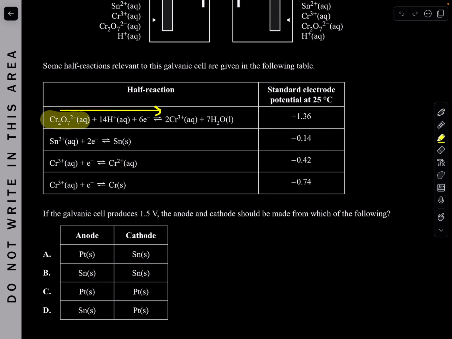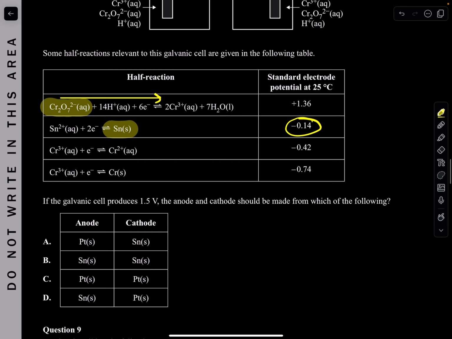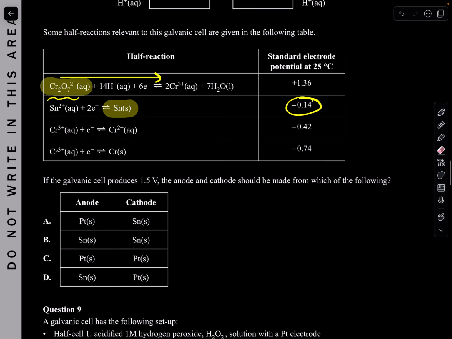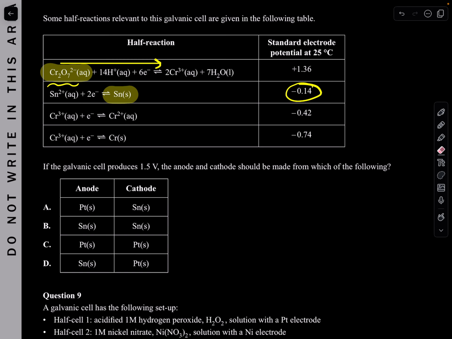Let me just highlight it. Whereas this one over here is going to go for oxidation, and hence it will oxidize. Beautiful. Now, what should the cathode and anode be? Let's look at the cathode, where reduction occurs. We can see it's an aqueous solution, so we don't have a solid form of it. So we use an inert electrode, which in this case has to be platinum. So your cathode has to be platinum.